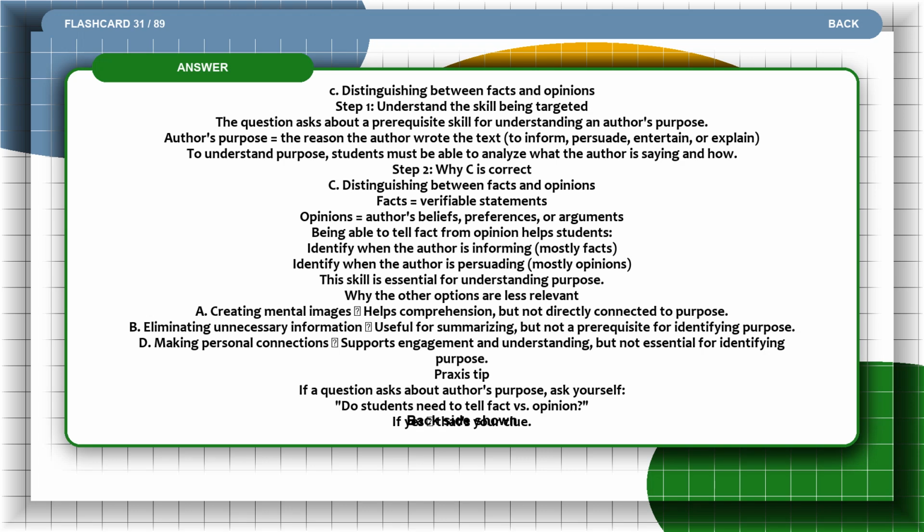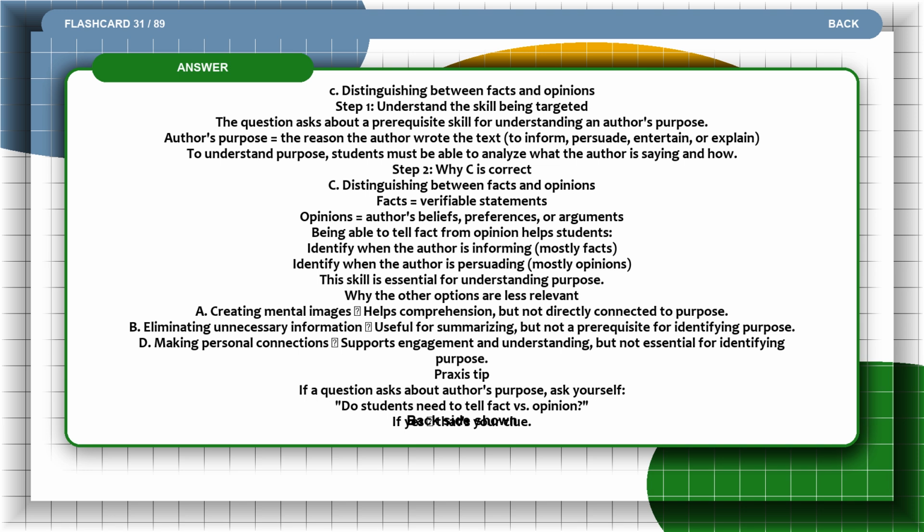Step 1. Understand the skill being targeted. The question asks about a prerequisite skill for understanding an author's purpose. Author's purpose equals the reason the author wrote the text: to inform, persuade, entertain, or explain. To understand purpose, students must be able to analyze what the author is saying and how. Step 2. Why C is correct. C. Distinguishing between facts and opinions. Facts equals verifiable statements. Opinions equals authors' beliefs, preferences, or arguments. Being able to tell fact from opinion helps students identify when the author is informing, mostly facts, and when the author is persuading, mostly opinions.